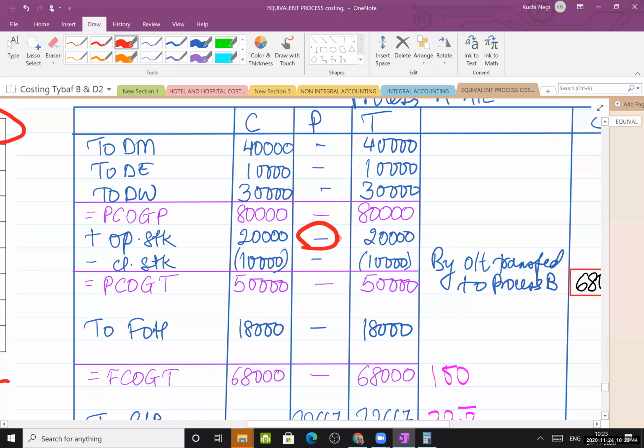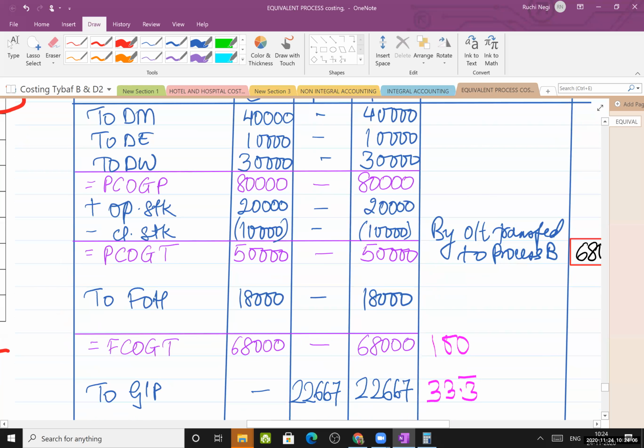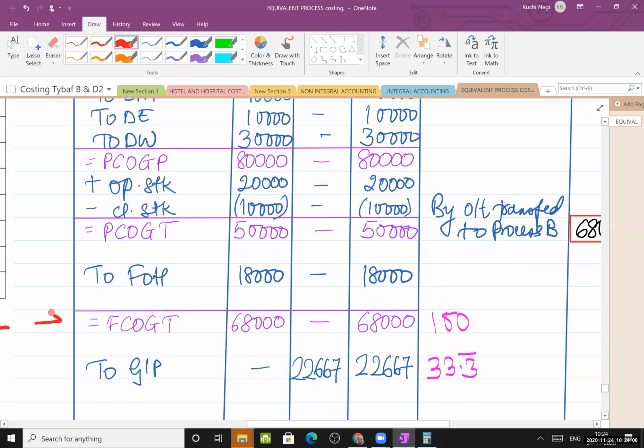Opening stock. See, there is no profit element, therefore in closing stock also there is no profit element. Then what will I get? Prime cost of goods transferred. After prime cost, what do we add? Indirect cost. Indirect cost, which? Factory. Then what will I get? Factory cost of goods transferred. Factory cost of goods transferred.